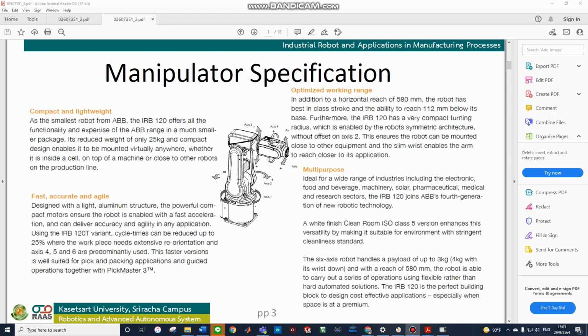The manipulator specifications: compact and lightweight, fast, accurate, optimized working range, multi-purpose.